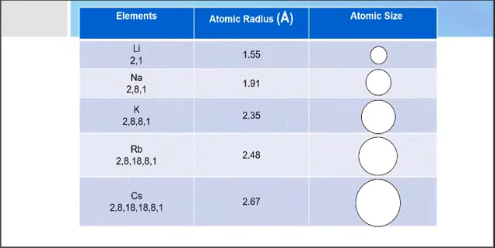So here is an example for group 1. You can see as we move down a group, the number of shells is increasing. Lithium has 2, sodium has 3, potassium has 4, rubidium has 5, cesium has 6. So down a group, since the number of shells is increasing, the atomic size is also increasing.